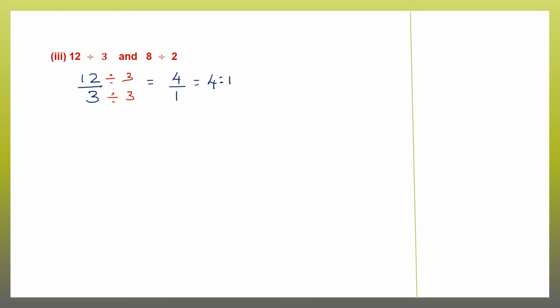Let's take the other division sum, the 8 by 2. Now divide both by 2. Now what do we get? We get 2 fours are 8, 2 ones are 2. If I write it as a ratio, it is 4 is to 1. So as you can see, both the ratios are the same. The first one is 4 is to 1. And the second one is also 4 is to 1. So do they form a proportion? Yes, they form a proportion.